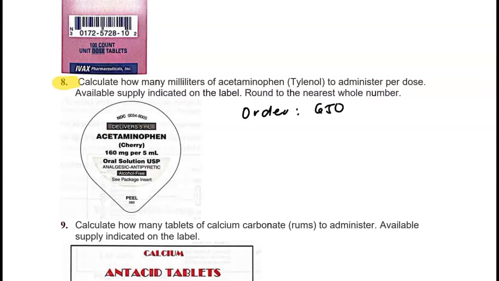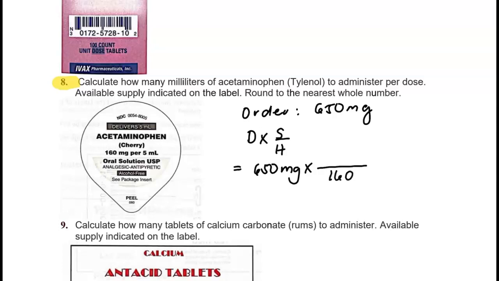So lastly, we have this oral liquid medication. So our order is 650 milligrams. So we have the formula here, desired times supply over have. So 650 milligrams times 5 ml over 160 milligrams. Just take note, round to the nearest whole number. So pay attention to the instructions.